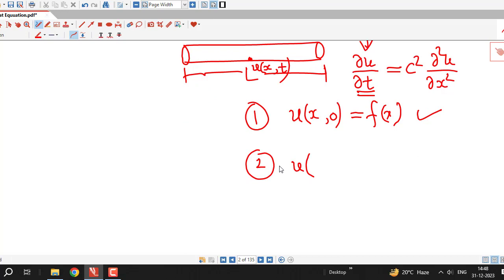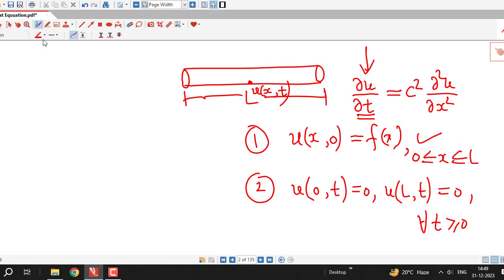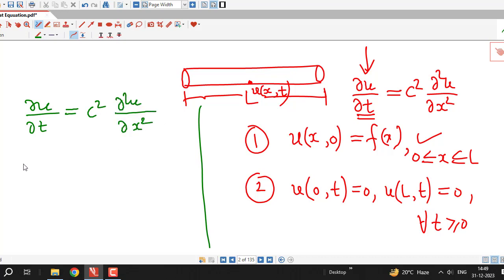We have two types of boundary conditions. The first type is that both the ends are having temperature 0, for all t greater than or equal to 0, and this is for all values of x in between 0 and L. This is the first case. Another case is the same equation, ∂u/∂t = c² ∂²u/∂x².